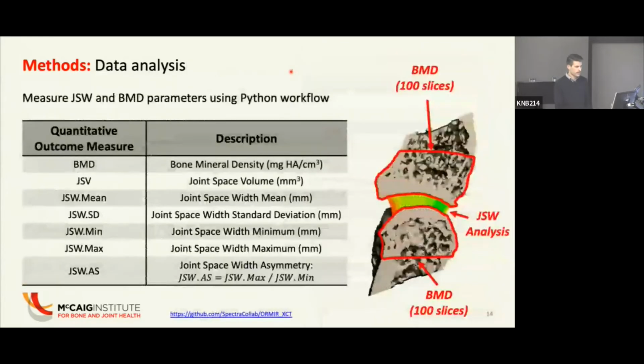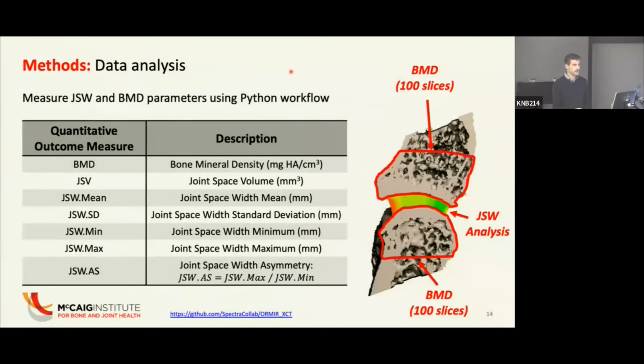In terms of the data analysis, these are the parameters that we looked at. So first we had our bone mineral density, which was taken using the first 100 slices of the distal and proximal bones. We didn't have the full length of each participant's bone to get a percentage of the bone to look at bone mineral density. So we just looked at the first 100 slices.